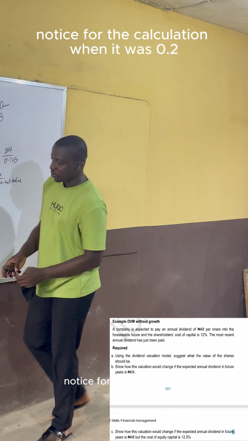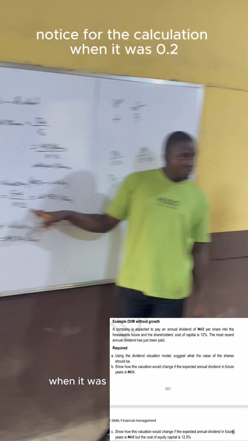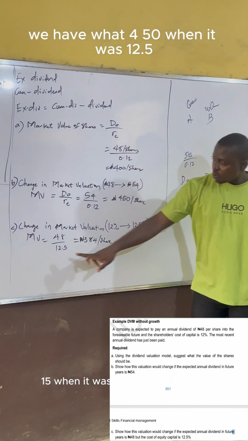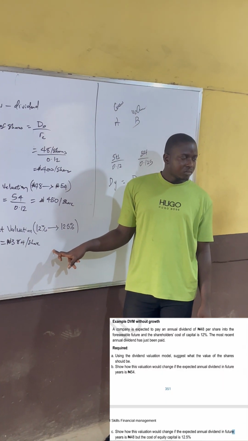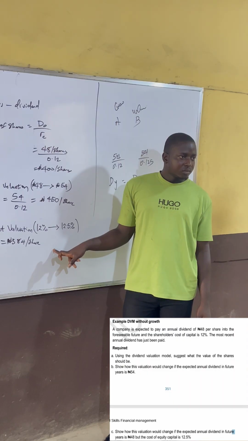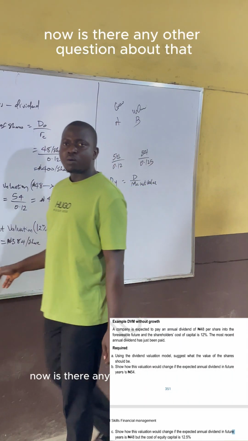Notice from the calculation, when it was 12.5, we have 450. When it was 12, we have 384. Now, is there any other question apart from that?